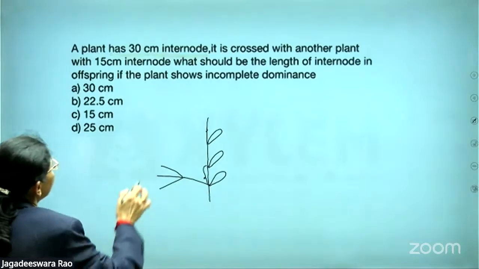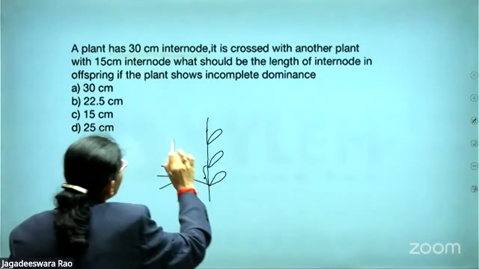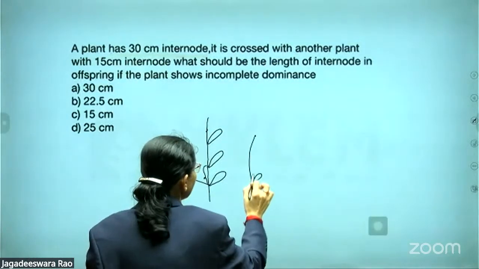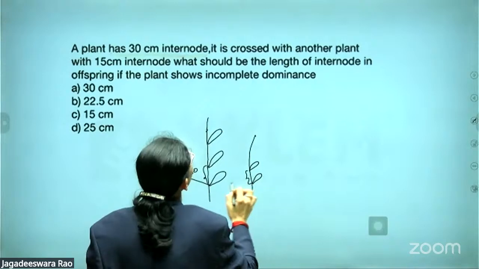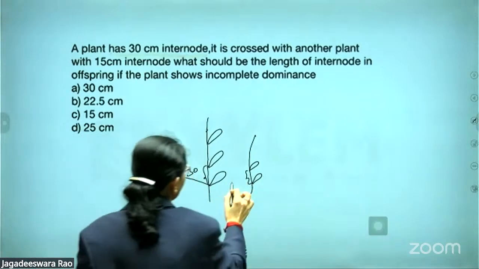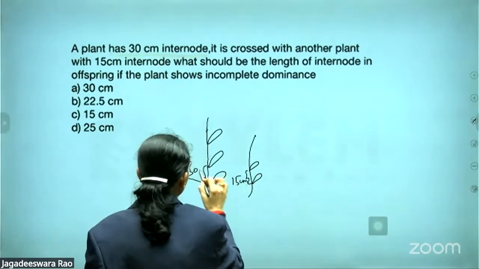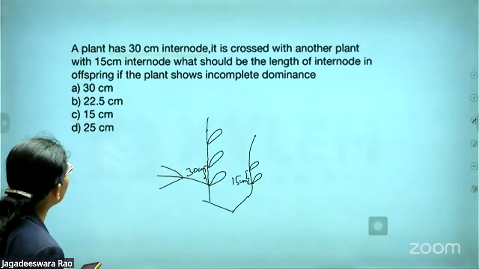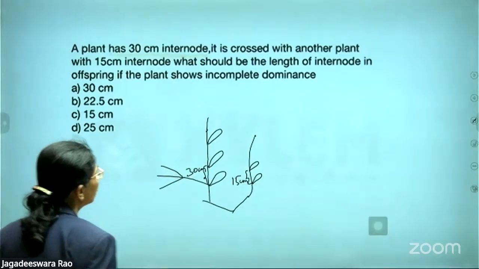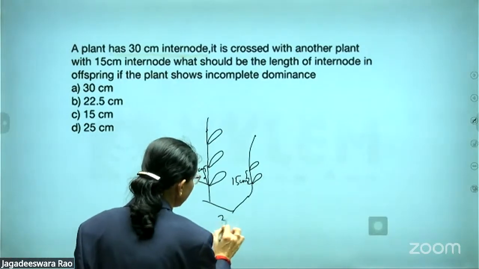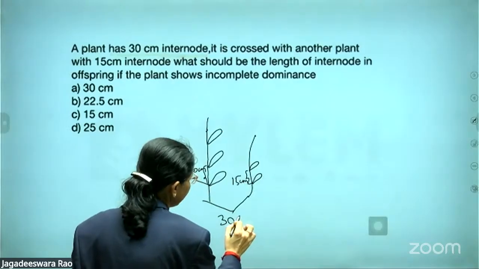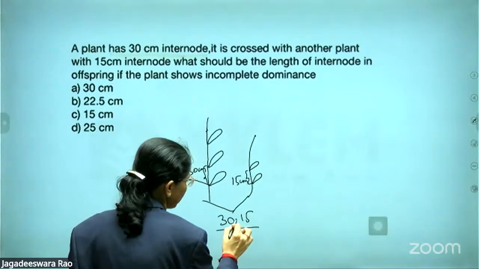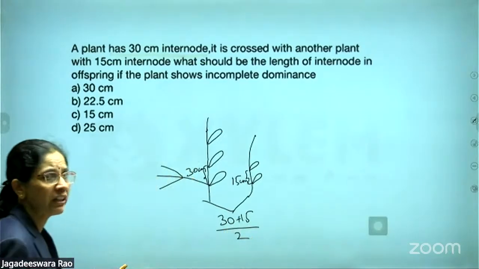Now, suppose this is a 30 centimeter internode, and one more plant has an internode of 15 centimeter. If these two are crossed, what should be the length of the internode if it shows incomplete dominance? 30, and 15 in between. You have to do 30 plus 15 divided by 2. Average you have to take.